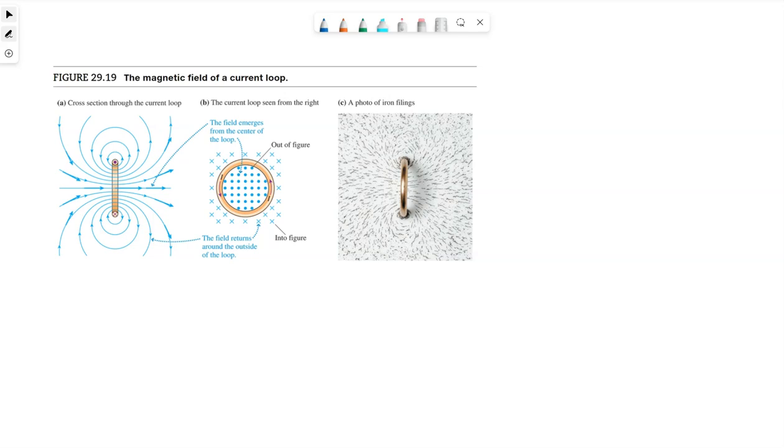All right, now we're going to look at the magnetic field of a current loop. So I pulled this figure from our book, our e-text. The loop, a ring of current. Now realistically, we probably wouldn't have just a single ring like this.